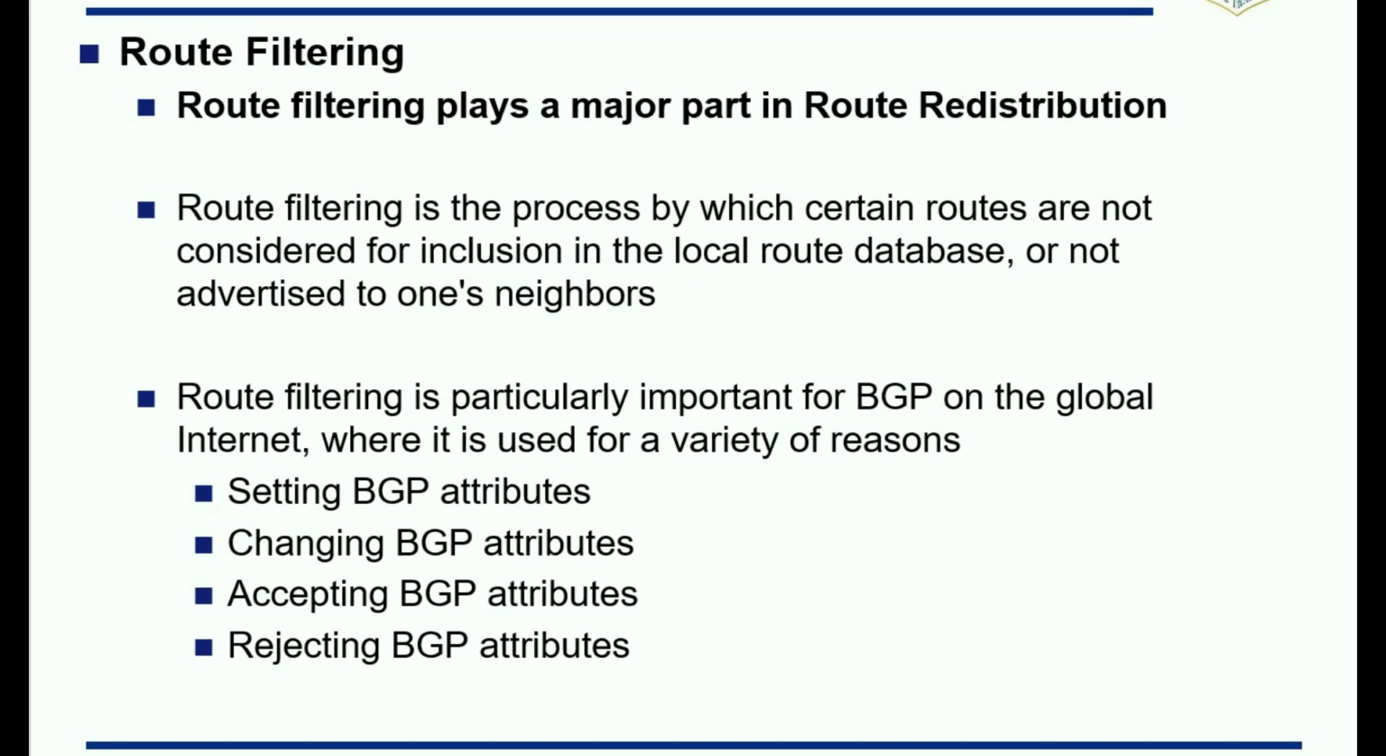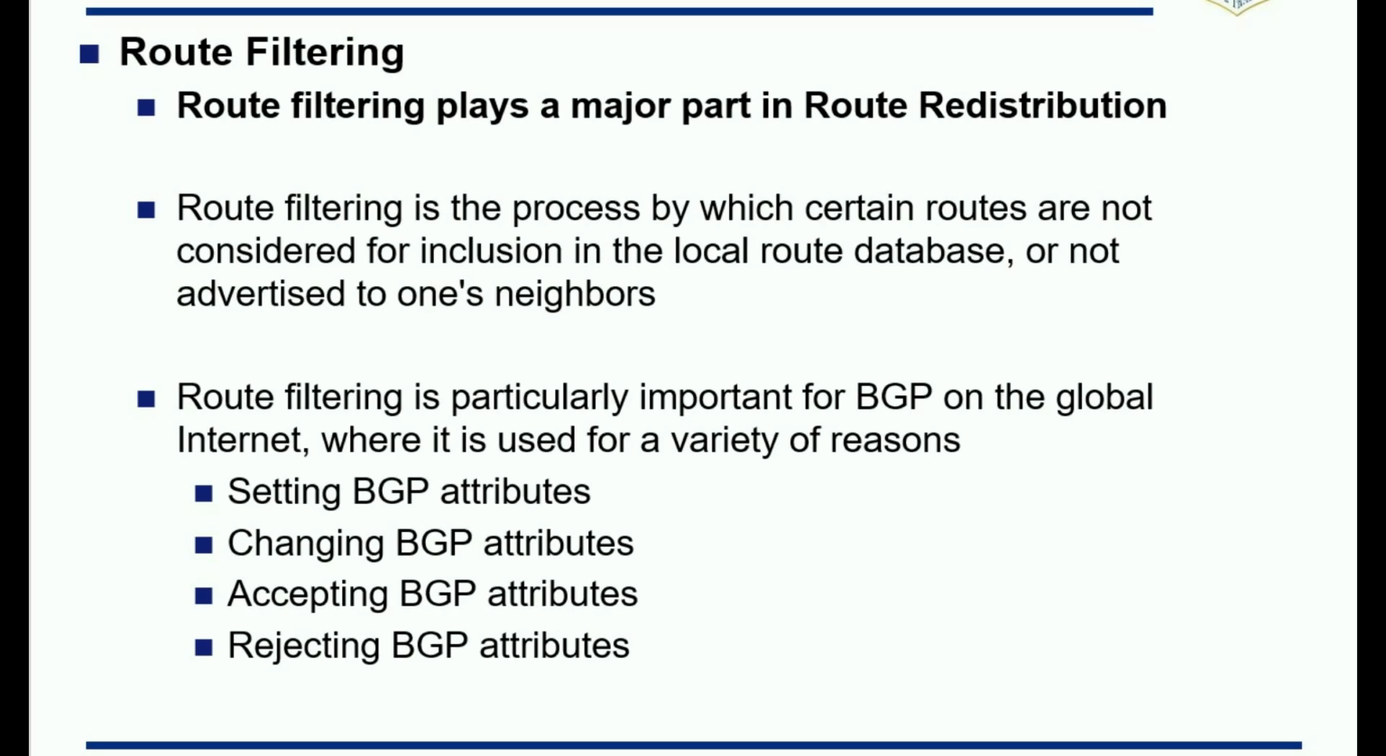Alright, today in this video I'm going to be talking about route filtering, and in another video I'm going to be talking about redistribution of routes. Route filtering will play a major part in route redistribution. What route filtering is, is the process by which certain routes are not considered for inclusion in the local routing table, or are not advertised to one's neighbor.